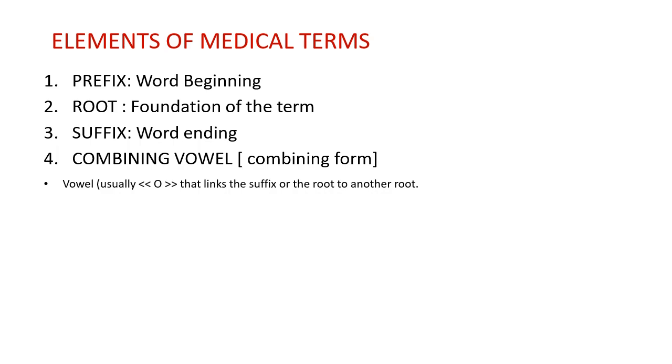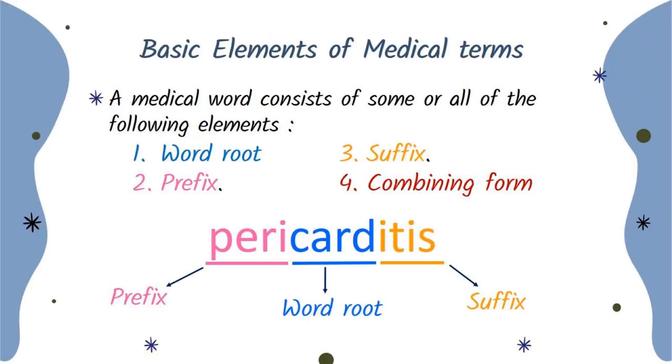Here we have an example. So the basic elements of medical terms: we have the prefix, the main word root, and the suffix. And we have the combining form or combining letters or combining vowels. In this example, we have pericarditis. A medical term can consist of all or part of these components, not necessarily all four components.